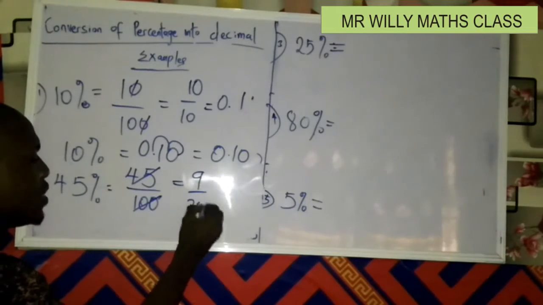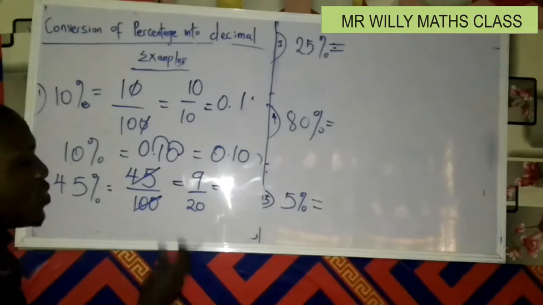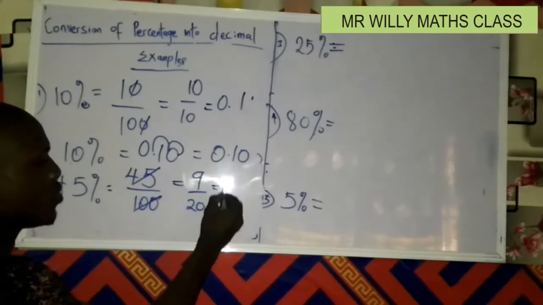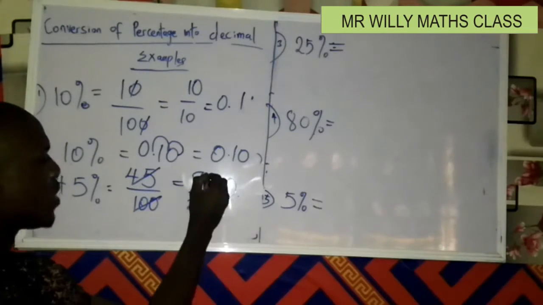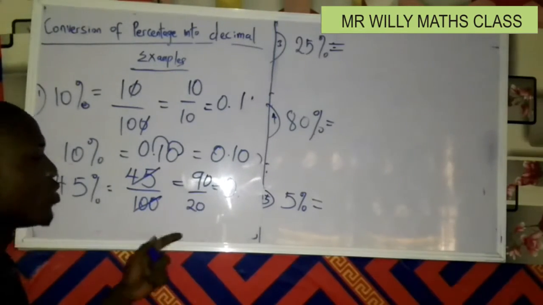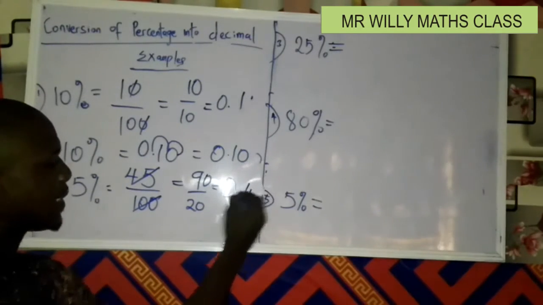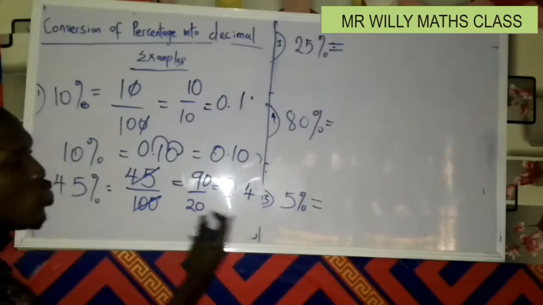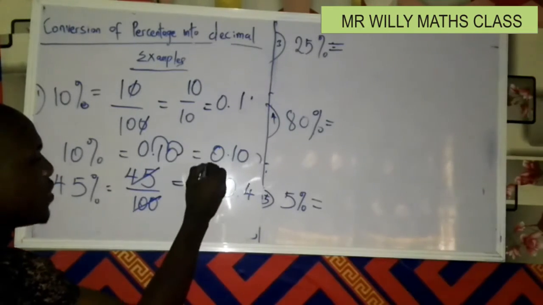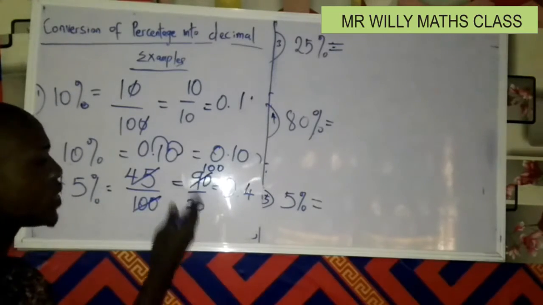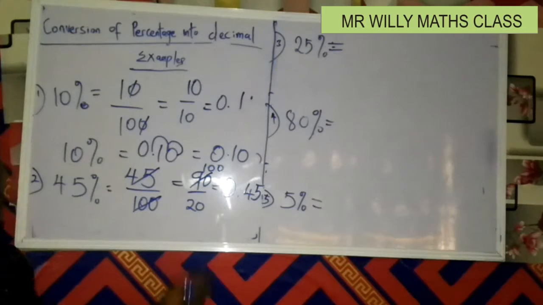So we can change our 9 over 20 into a decimal. 20 in 9 is not possible because 20 is bigger than 9. You write your 0, you put your point, then you add 0. This 9 turns to 90. So 20 in 90 is 4. 20 times 4 is 80. So you subtract the 80 from 90, and 90 minus 80 gives you 10. Then you add 0 to it. 20 in 100 is 5. So your 45% is 0.45 in decimal.